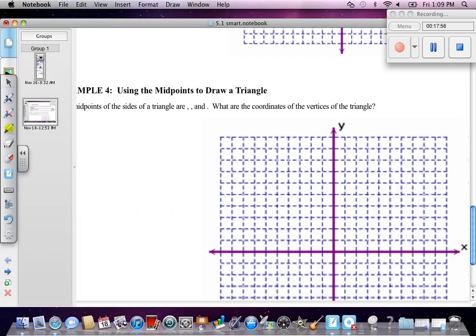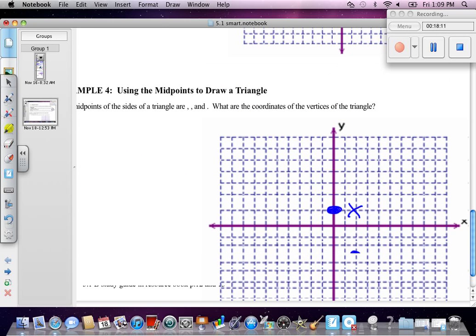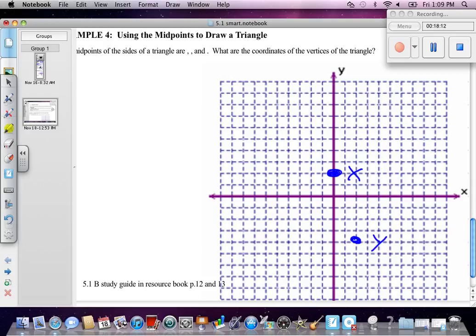All right. So what's the first thing you're going to do when you see one of these? You're going to plot the points. X is 0, 2. Y is 2, -4. And Z is -4, 4. Then we're going to make my mid-segment little inner triangle. Remember, this is not a triangle. Those are the mid-segments of my original triangle that I'm trying to figure out.